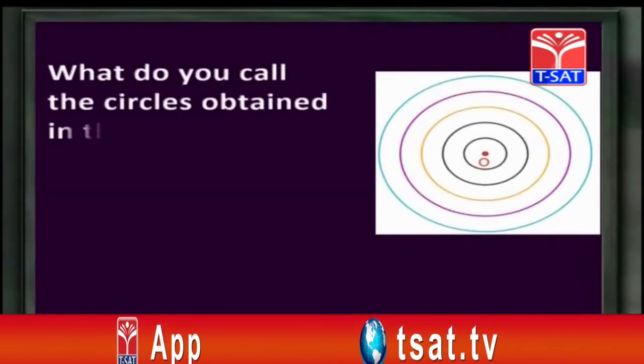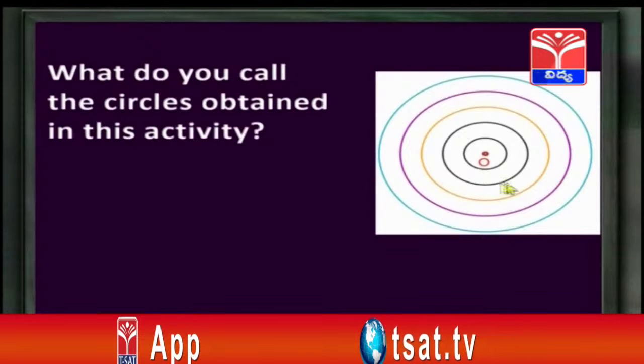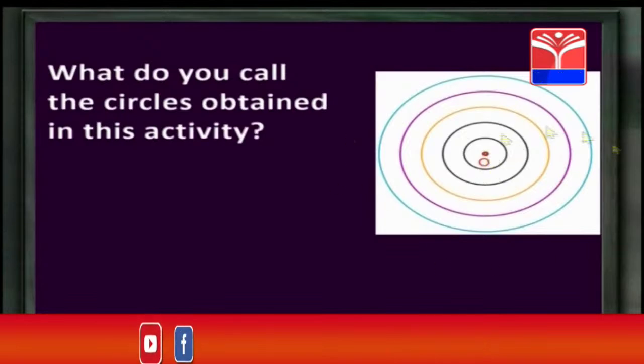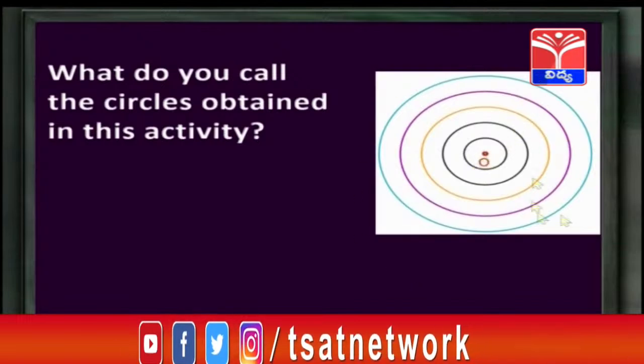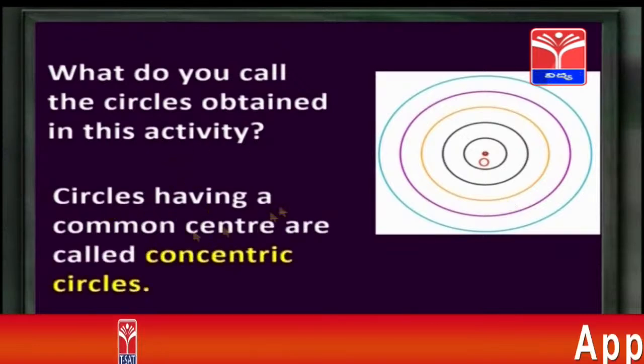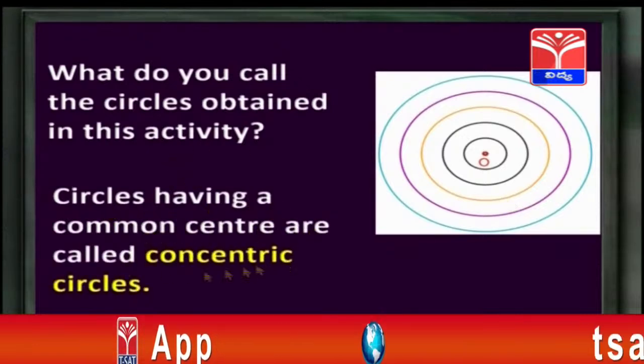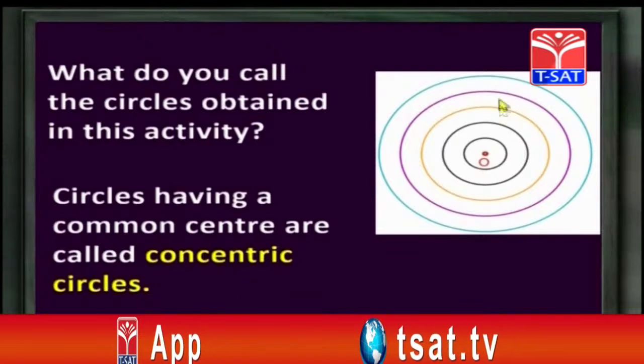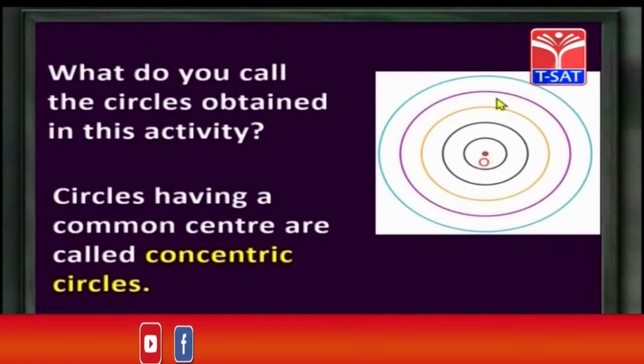What do you call the circles obtained in this activity? We have drawn 5 circles with different radii and the same center. So, these circles are all called concentric circles. Circles having a common center are called concentric circles. That means, 2 or more circles having the same center with different radii are called concentric circles.